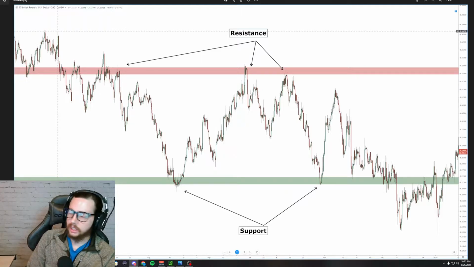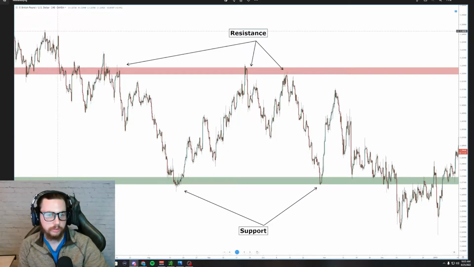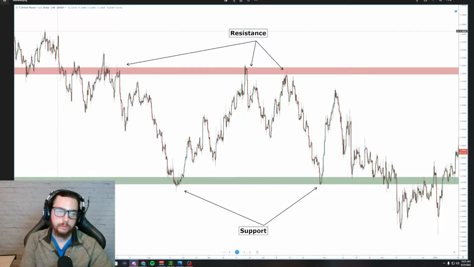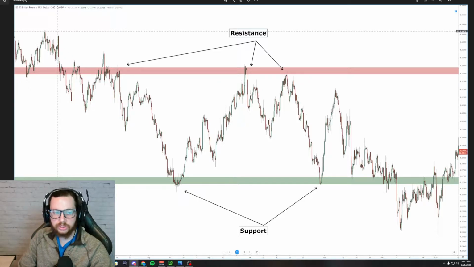So that top line, that red line where the arrows are pointing at, let's say resistance, as we just spoke about in the beginning of this chart from left to right, that's the support. Well, now we've flipped that into resistance. So what is the difference?